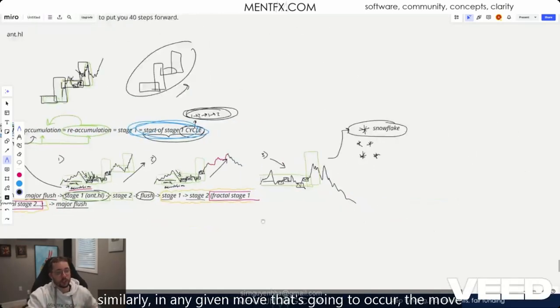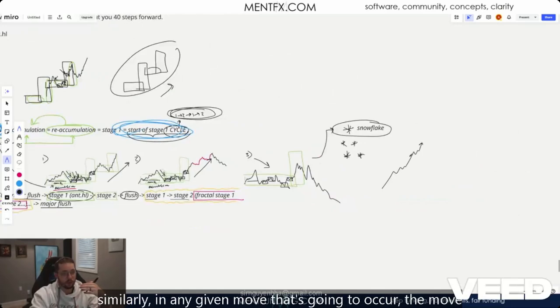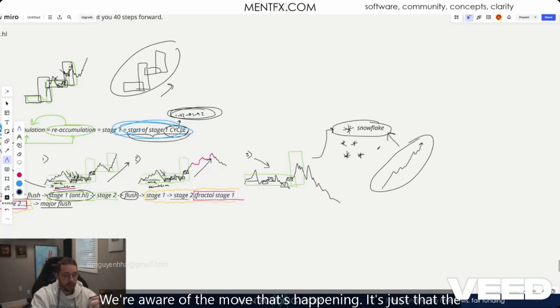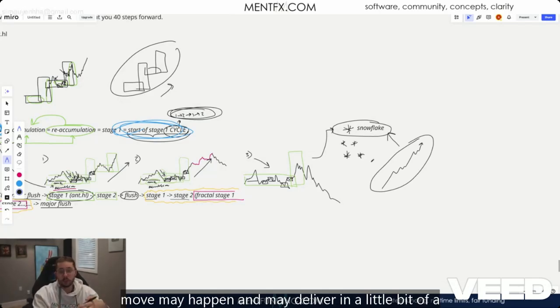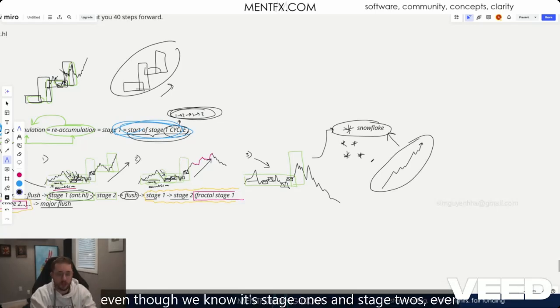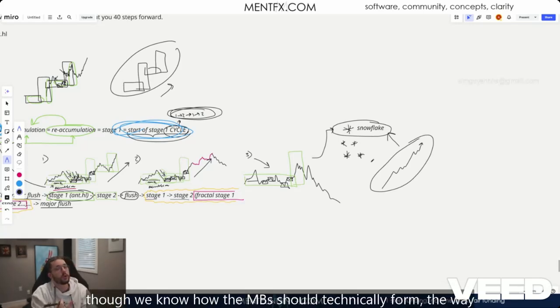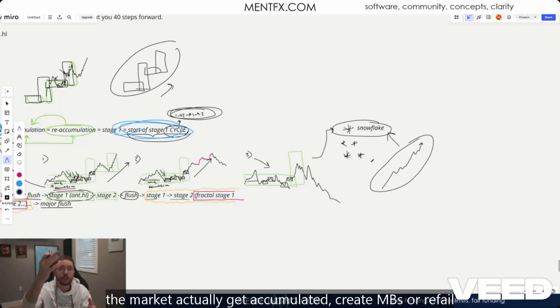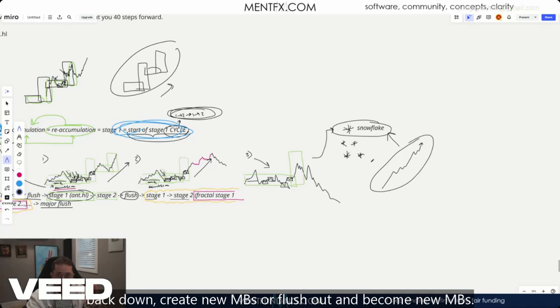So similarly, in any given move that's going to occur, the move itself is a snowflake. We're aware of what's happening. We're aware of the move that's happening. It's just that the move may happen and may deliver in a little bit of a different way. So even though we know it's accumulation, even though we know it's stage 1s and stage 2s, even though we know the general rules that should be met, even though we know how the MBs should technically form, the way in which the market actually ends up delivering, the way in which the orders that are coming into the market actually get accumulated, create MBs, or refail back down, create new MBs, or flush out, become new MBs.